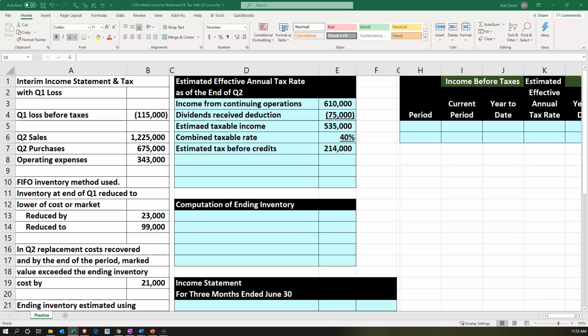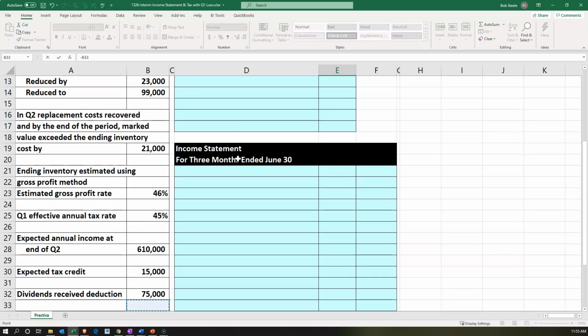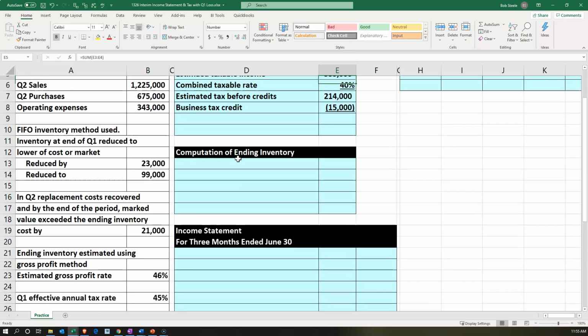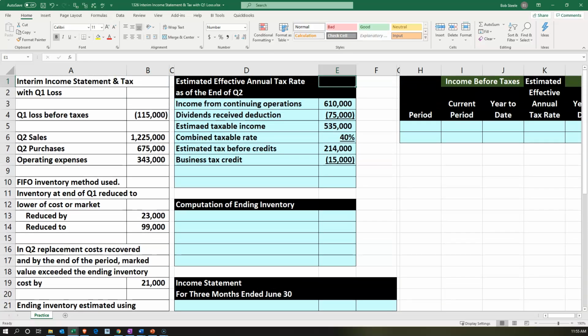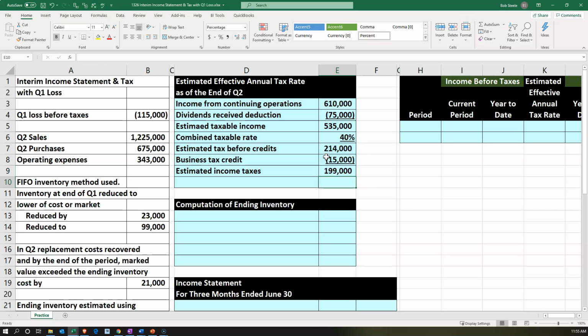Then we're going to take into consideration the credits that are going to be involved. We expect on the year, I'm going to put a negative, and we're going to pick up the credits that we expect on the year, which is 15,000. 15,000 of the credits that we expect for the year. That's going to give us the expected income taxes. Therefore, we have the expected income taxes. I'm going to sum these up, equals the sum, which will subtract them out, the 214 minus the 15, and that gives us the 199.